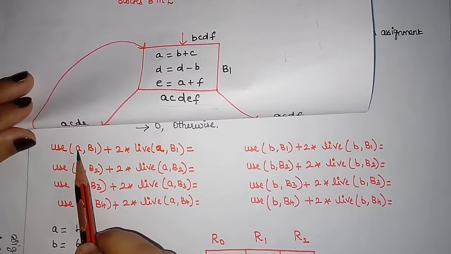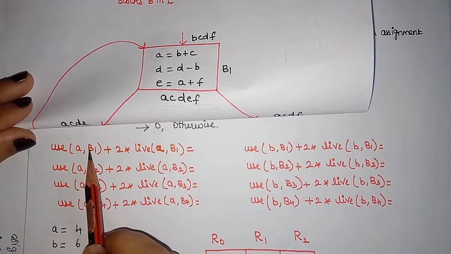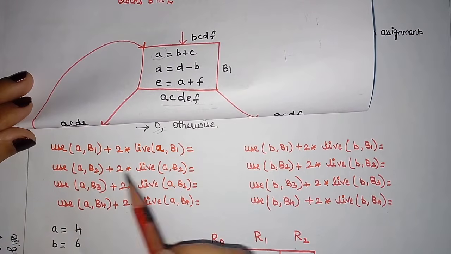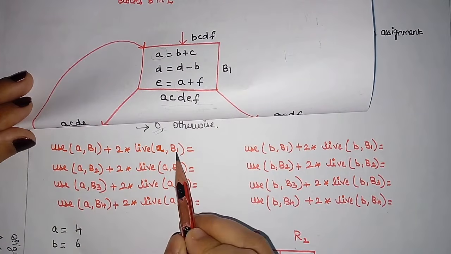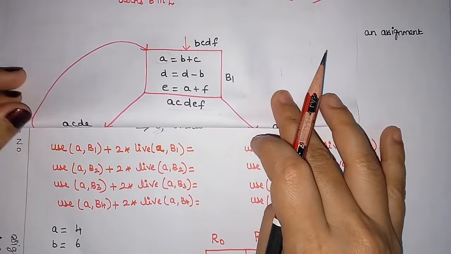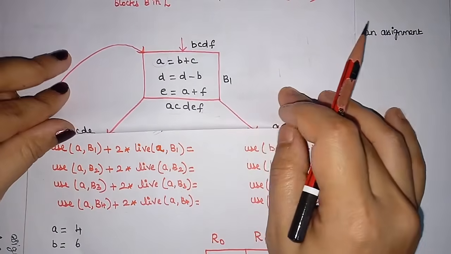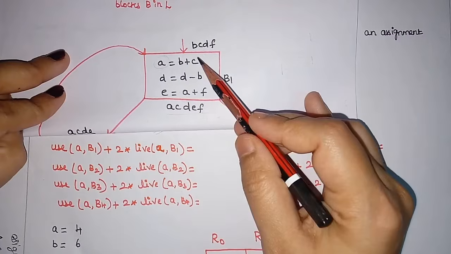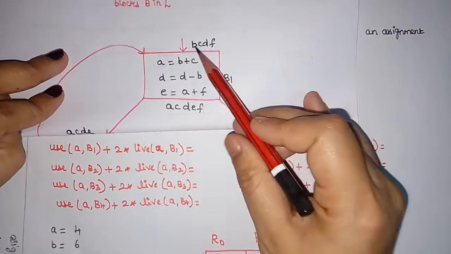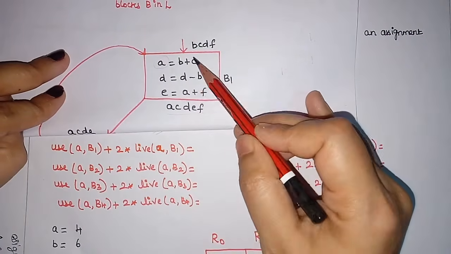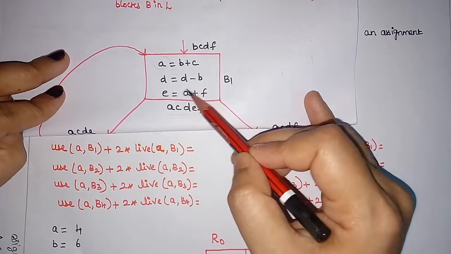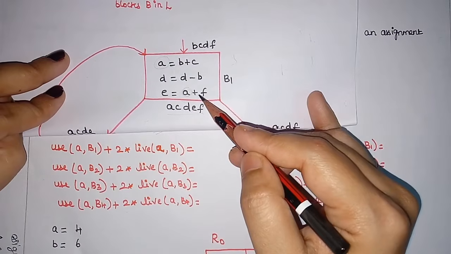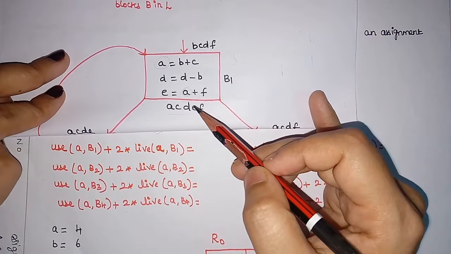So first let us take the variable a that is present in block 1. We have to find the use of a comma b1 and then the liveness of a in b1. So for that, what is the rule? We have to find the number of times the variable a is used in block b1. So this is block b1, and if you look here, we have a, and it is used only one time in this block. This is one condition for this use of a comma b1.